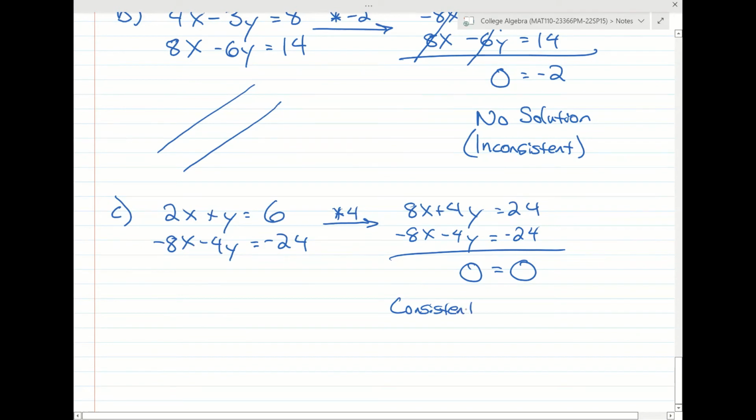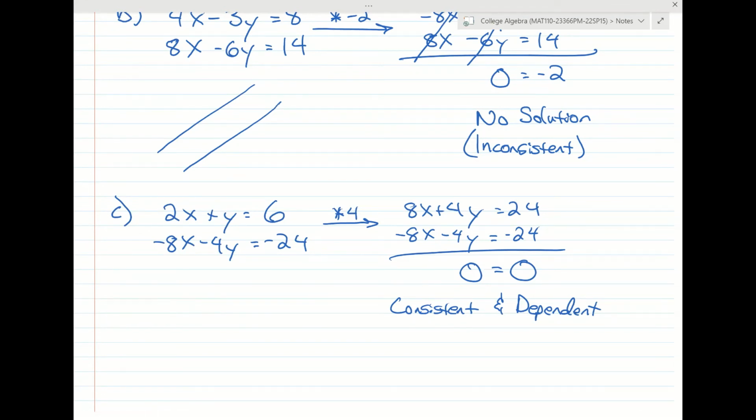Yeah, so consistent just means that there's an answer. Dependent means that it's the same thing. Independent means that there are different lines that cross in one spot. Inconsistent means there's no solution.